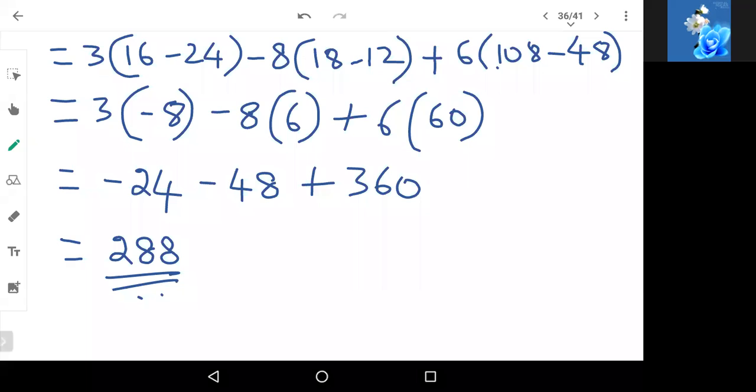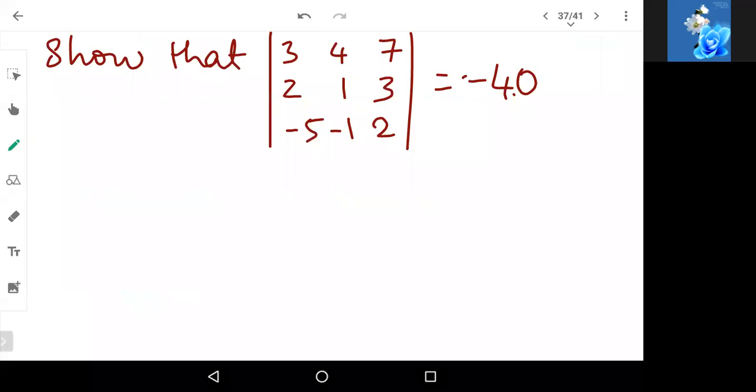Everybody is clear with this problem? Any doubts? Okay, good. Now let us go to the next problem. Now in this problem, it is again a determinant. We are supposed to show that the answer for the determinant should be minus 40.